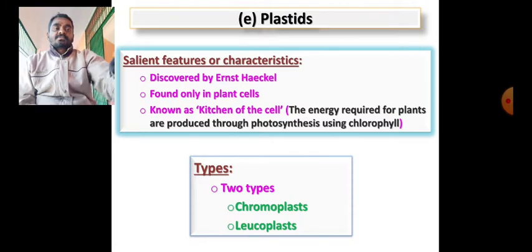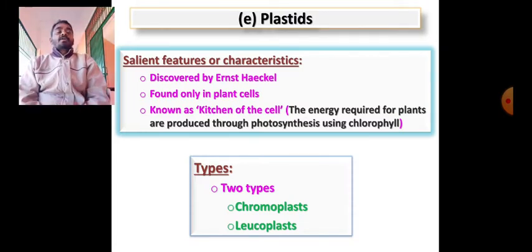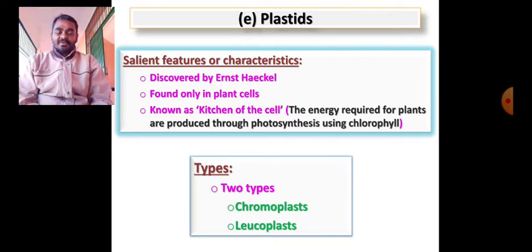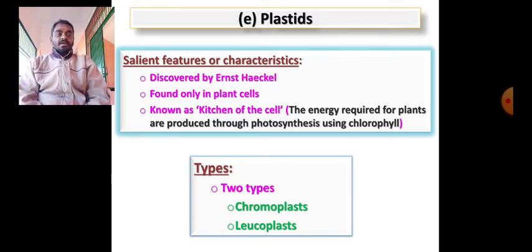So next comes the fifth most important cell organelle, plastids. Plastids were discovered by Ernest Haeckel, and are found only in plant cells. So far we have discussed different types of cell organelles. In that, one organelle we have seen found only in animal cells. What is it? Yeah, very good. That is lysosome. Now these plastids are found only in plant cells, and are absolutely absent in animal cells.